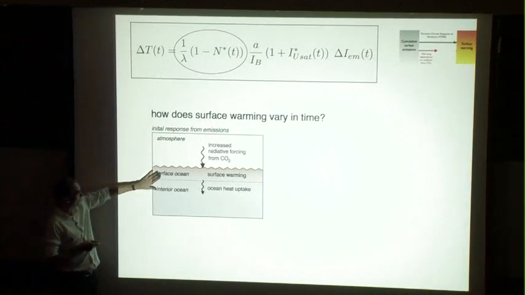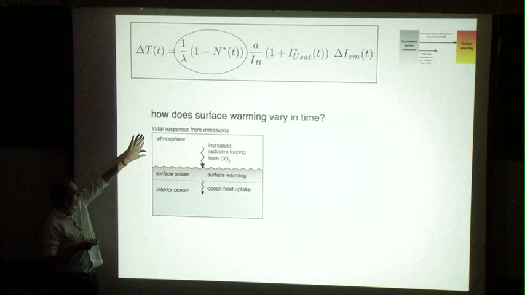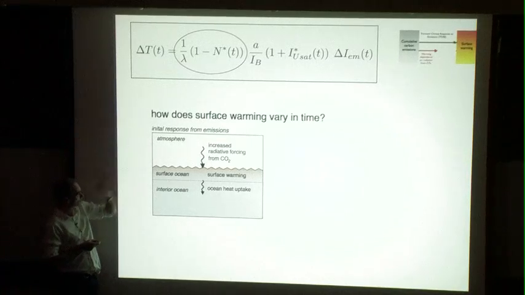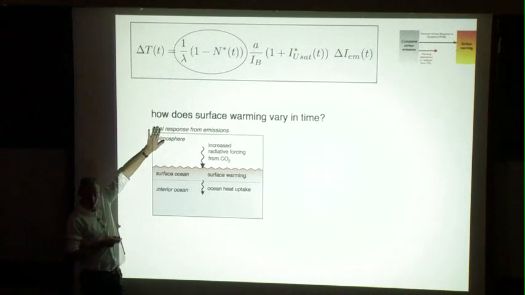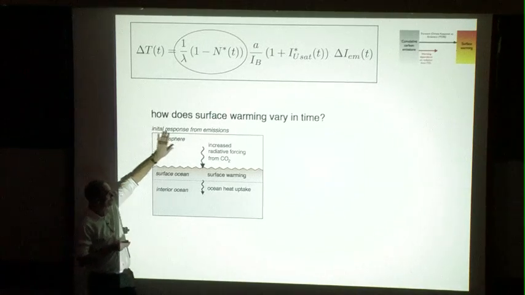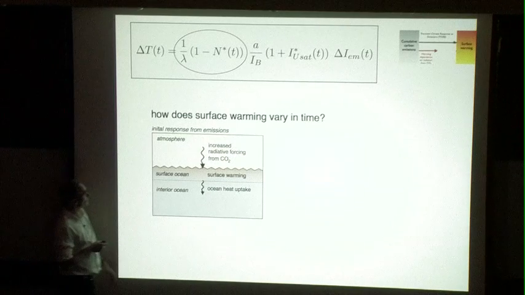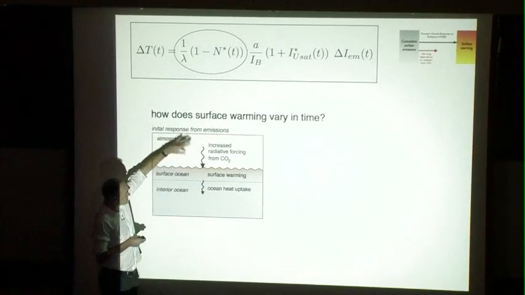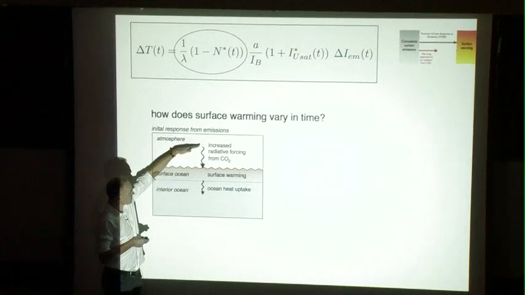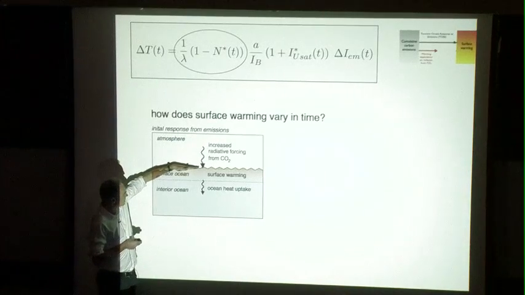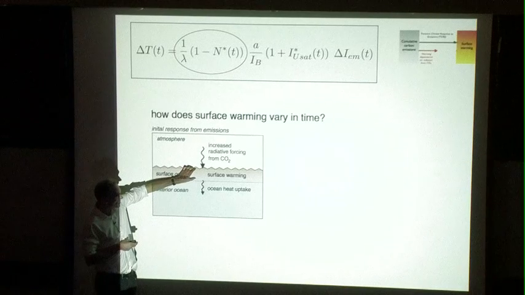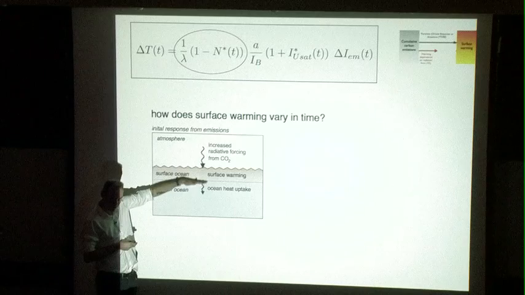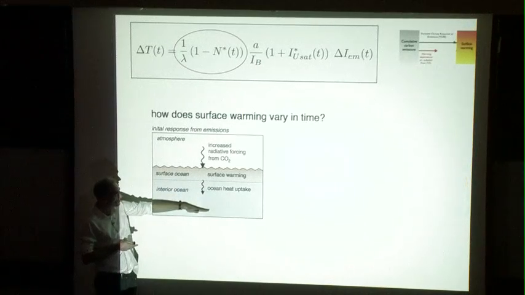But I want to try and then use that to explain how things should vary in time. So let's deal with the first part of the problem. How does surface warming vary in time? If we've increased the amount of CO2 in the atmosphere, that's leading to increased warming. The actual surface warming is rather modest to begin with, because a lot of that heat is going into the ocean interior.